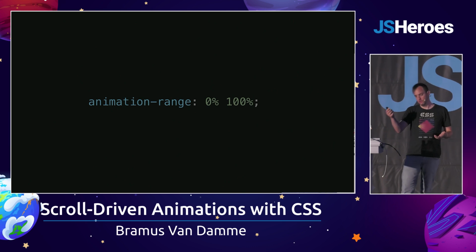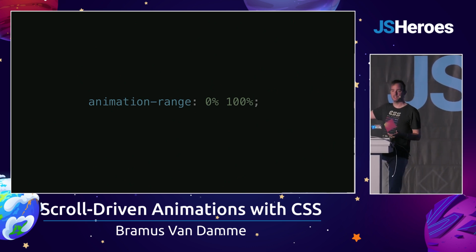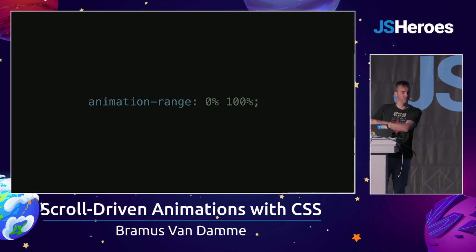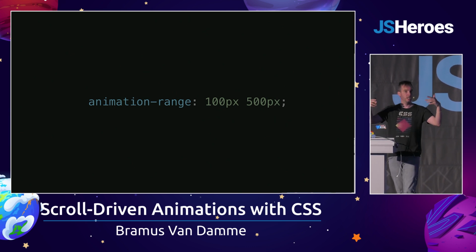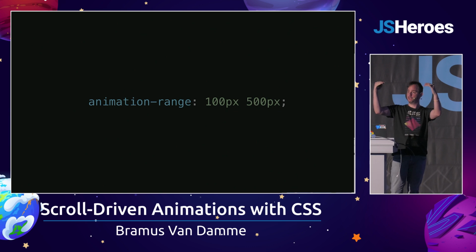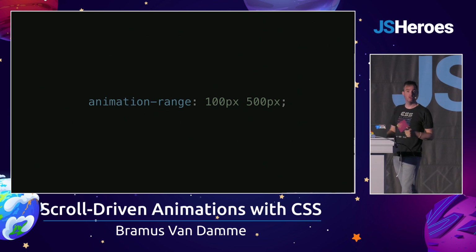By default, the first normal is 0% and the second normal is 100%. That's the default range you are tracking, but you can write your own values in there. So you can do something like 100px 500px, which means that as you are scrolling and you reach a scroll offset of 100 pixels, the animation will start, and it will be finished by the time you reach a scroll offset of 500 pixels.